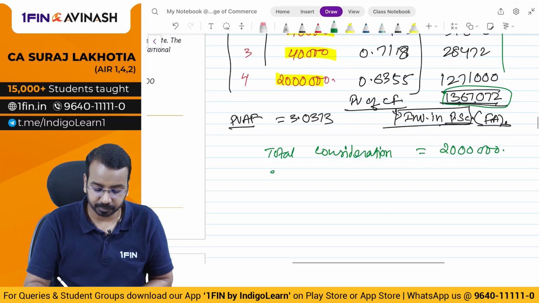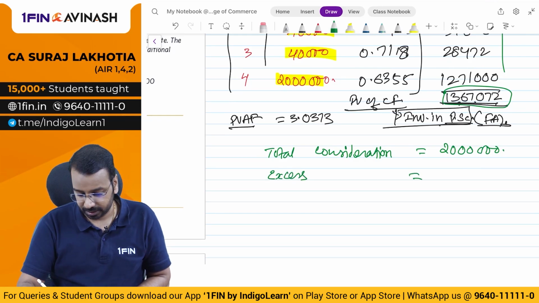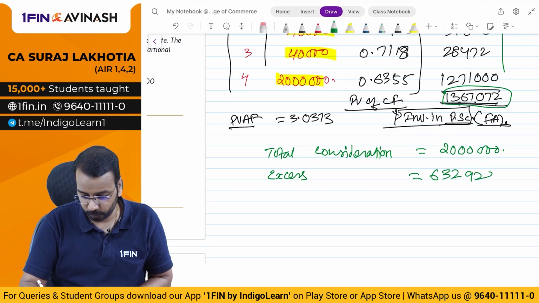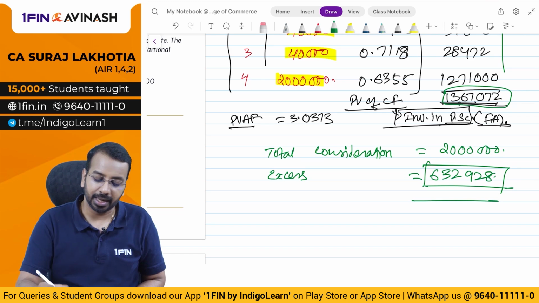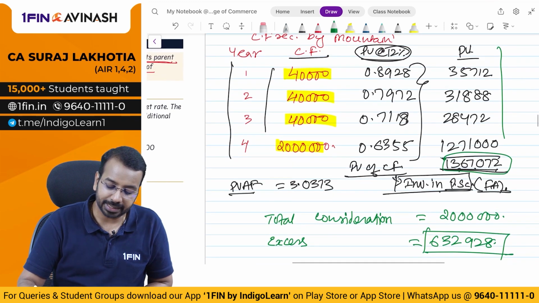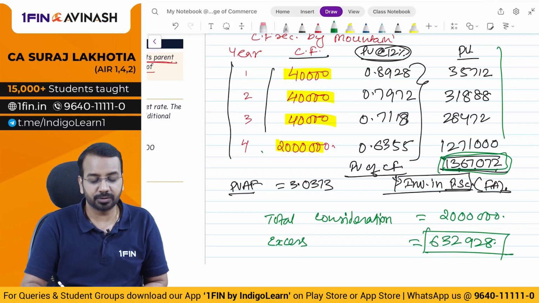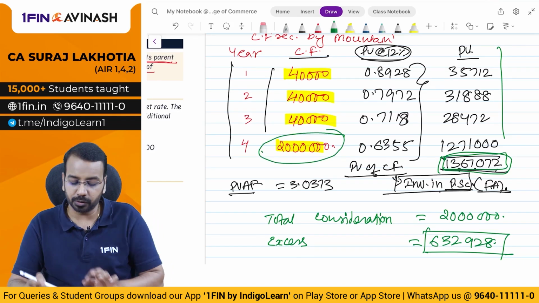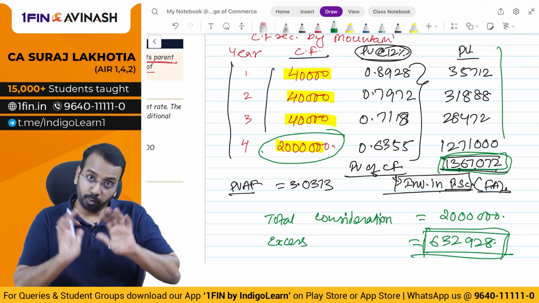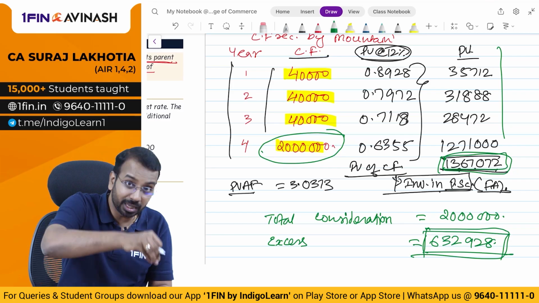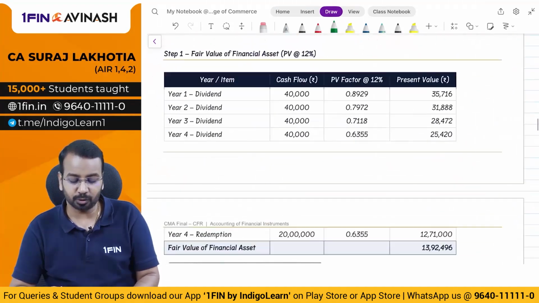So, excess over 20 lakhs, 632928. This is investment in equity. Okay. Now, the interest income will be recognized on 13,67,000 at 12%. At the end of 4 years, we will receive back 20 lakhs. So, this part will be closed. This 632,928 will remain as investment in subsidiary. See, both are investment. One is in the form of loan given. The second one is in the form of equity contribution.